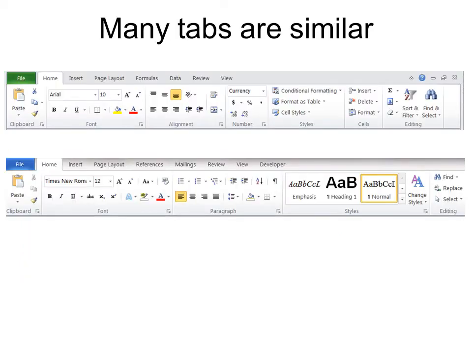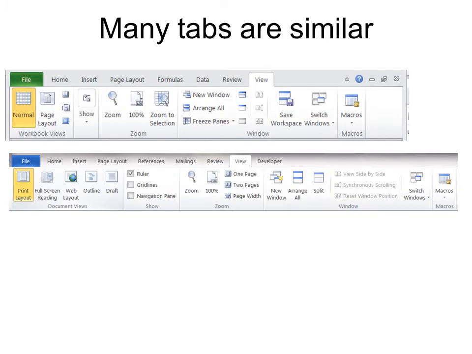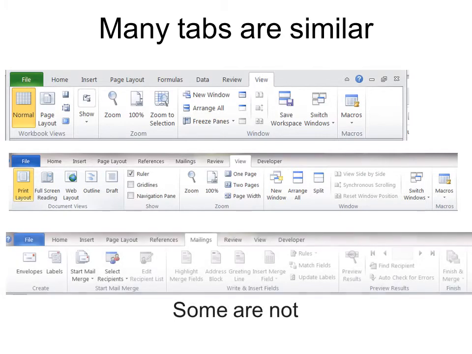But many tabs are similar. For example, the Home tab is very similar in Excel and Word and PowerPoint, etc. And you can see Insert is very similar. It's got some personalized things for the program, but essentially they're very similar. View similar. However, some are not similar at all. Word, for example, has Mailings, and none of the other programs do. So you'll see different tabs based on the program.